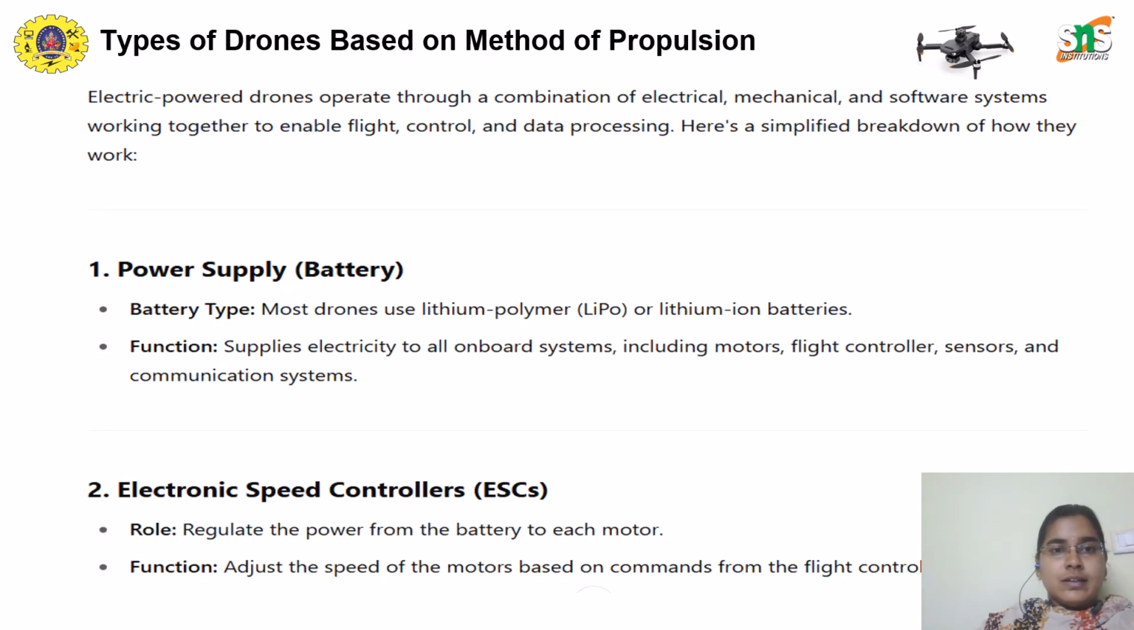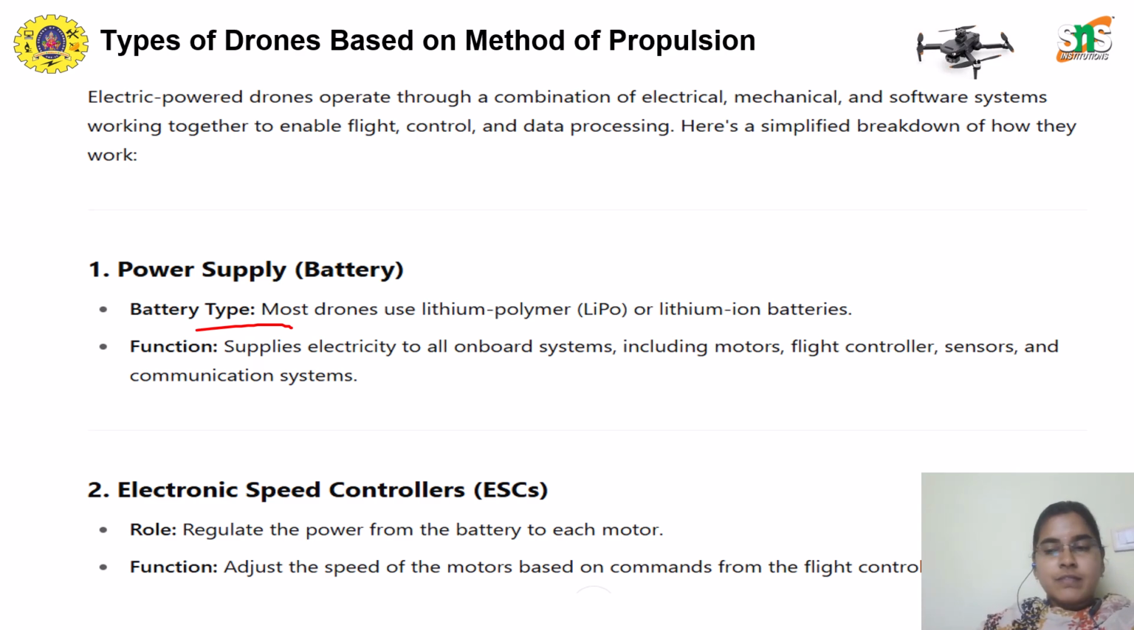Next, to know the depth of these electric powered drones, we can have a simple breakdown of the components. The first important thing is the battery. Most drones use lithium polymer, which supplies electricity to onboard systems including the motors, flight controller, sensors and communication systems. Then the electronic speed controllers, the ESCs, regulate the power from the battery to each motor, adjusting the speed of the motors based on commands from the flight controller.